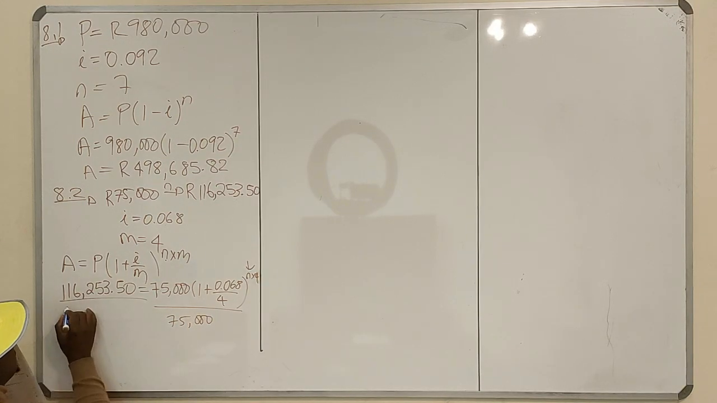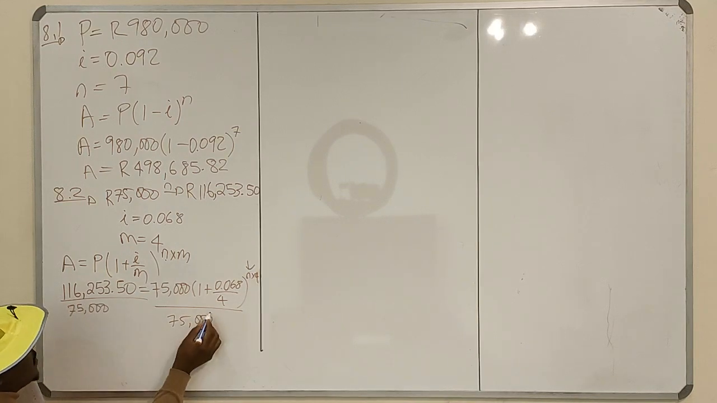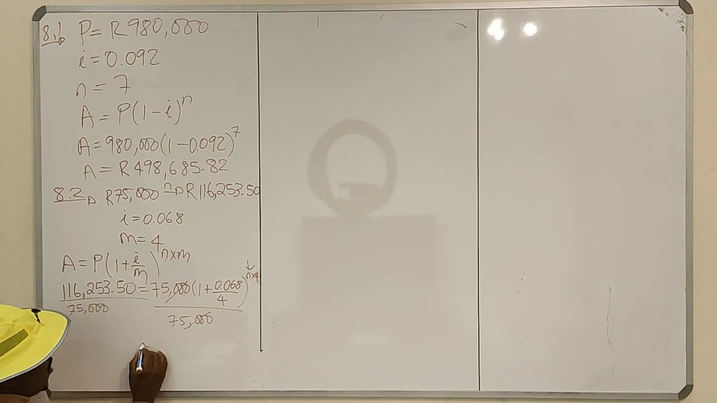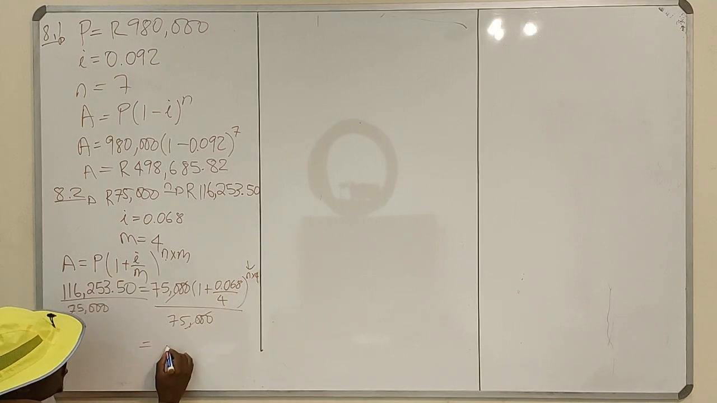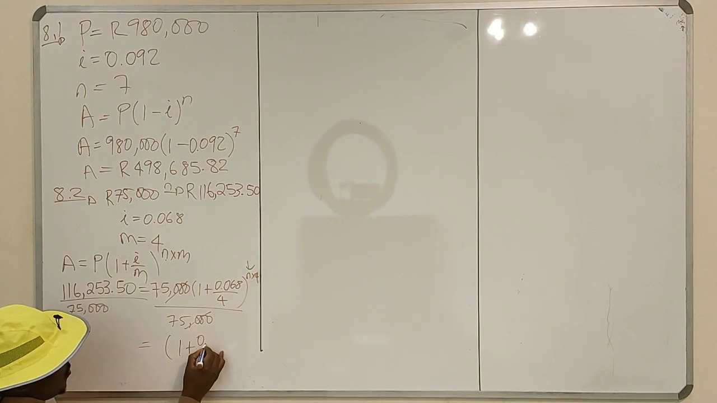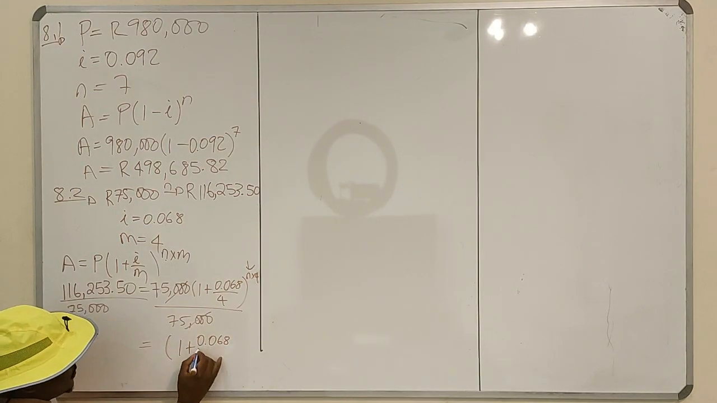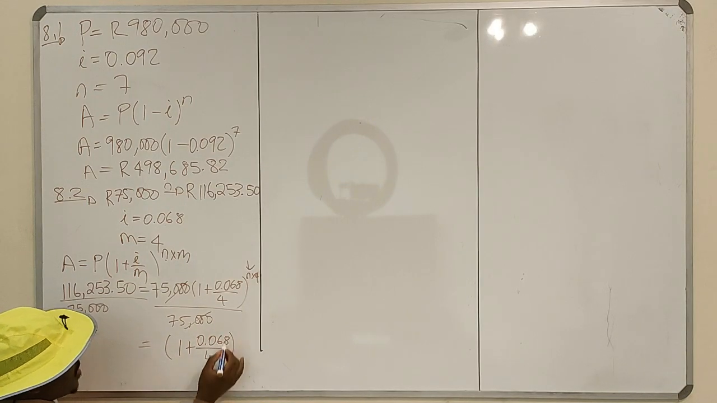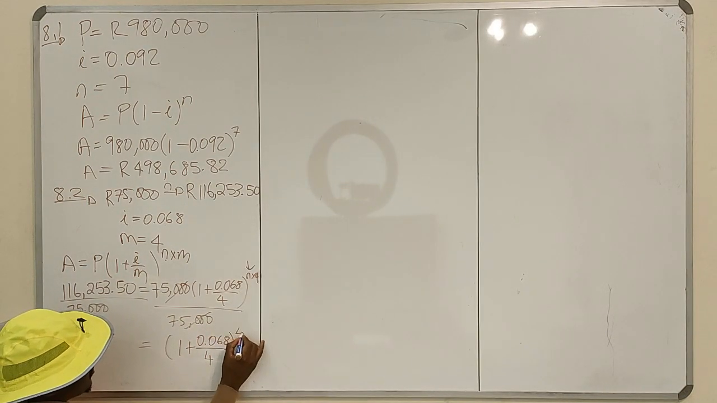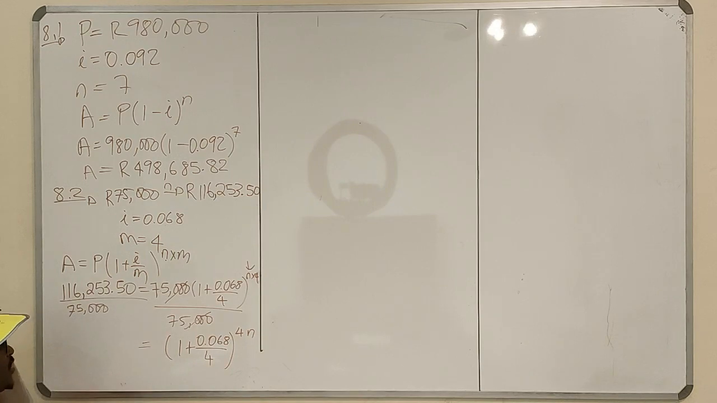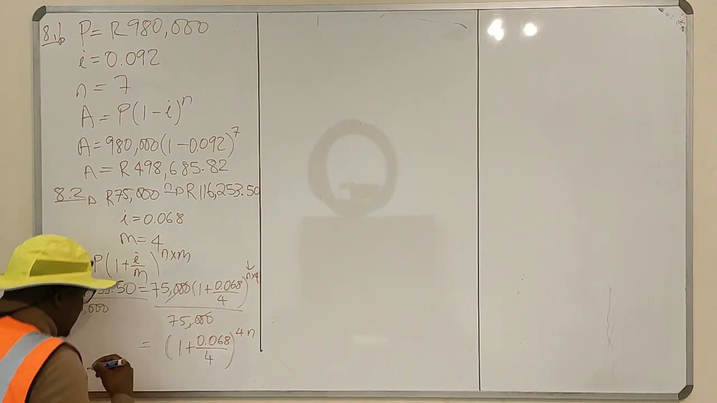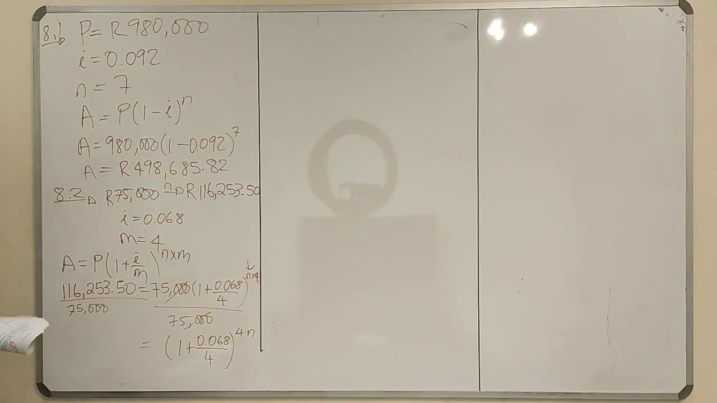Divide both sides by 75,000. So this and that go away. What you're left with on this side is 1 plus 0.068 over 4, raised to N times 4, that is 4N, is equal to whatever the answer will be from this side. Let's punch that into our calculator.